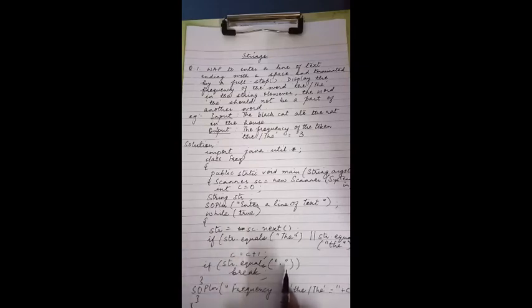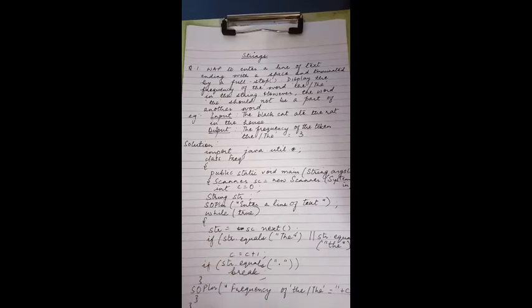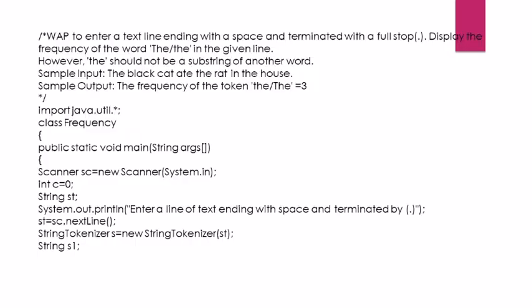Again, if str.equals full stop, that means we have come to the end of the string. It will break from the while loop. If it is not so, it will continue the while loop till we get a full stop. Again, the next second word will be stored in str, and again it will be checked after this while loop. We are ending the while loop only when a full stop is encountered. After the while loop, we are going to print "frequency of the equals" plus c, and end of main and end of the class.